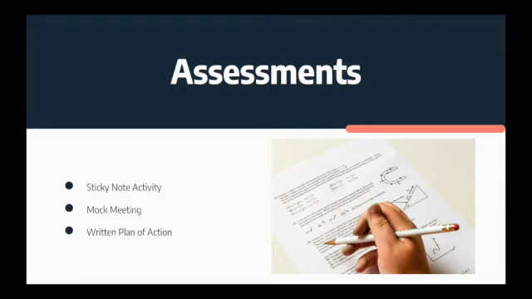A written plan of action will be used to assess Objective 3. During the mock meeting, this manager will develop a plan of action in order to solve the problems presented to them in each scenario by writing measurable goals and the steps necessary to achieve those goals. The trainer will use an analytic rubric to grade whether or not the manager created an action plan that addresses the problems presented to them during the mock meeting. The plan of action is the second of the summative assessments that will be given to the managers.